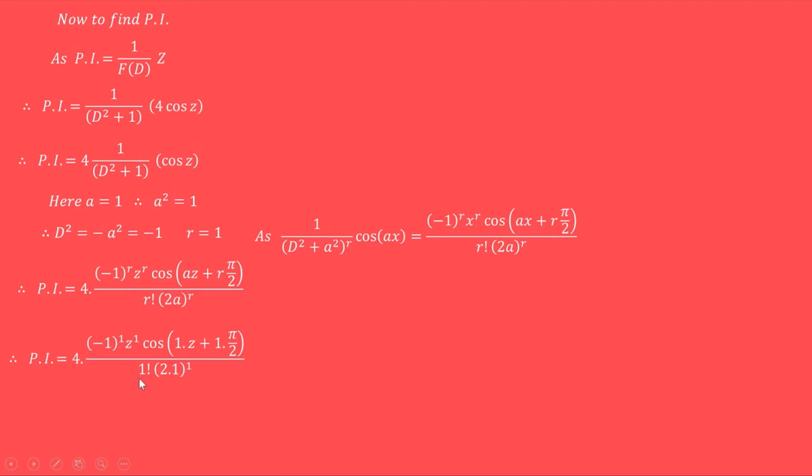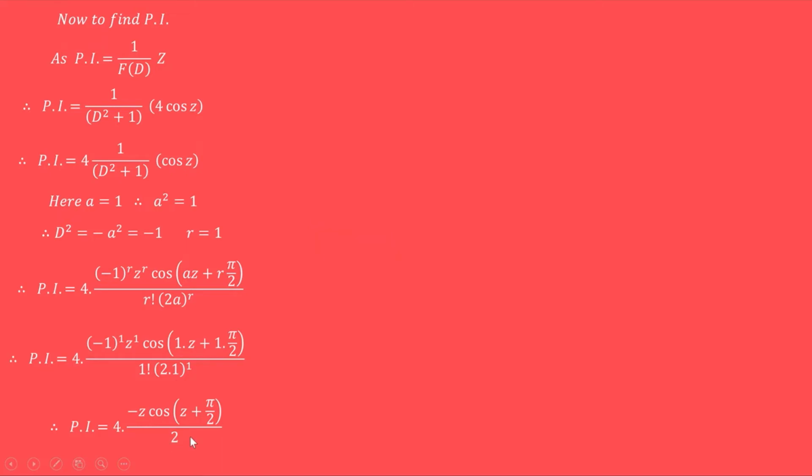Minus 1 raised to 1 is minus 1, 1 factorial is 1. So you can write PI is equal to 4, this minus sign, z cos of z plus pi by 2 upon 1 factorial is 1, 2 into 1 it is 2. So we get PI is equal to this. Therefore, PI is equal to 4 upon 2, it is 2, z, and that minus sign inside: minus of cos of z plus pi by 2, we write like this. 4 upon 2, it is 2. This z outside. Inside we get minus cos of z plus pi by 2.